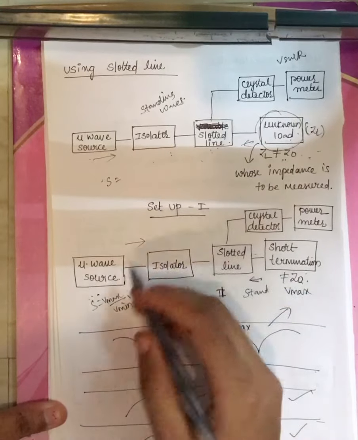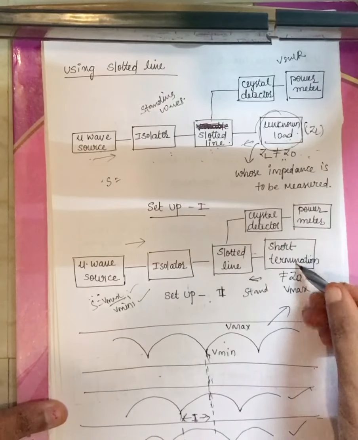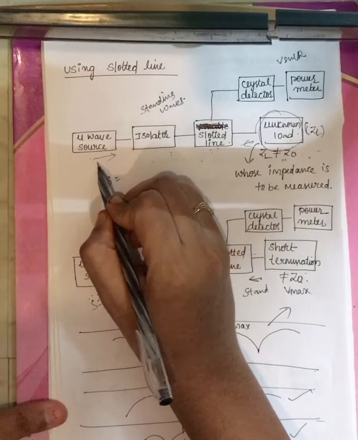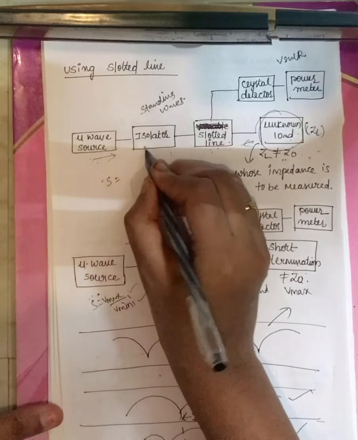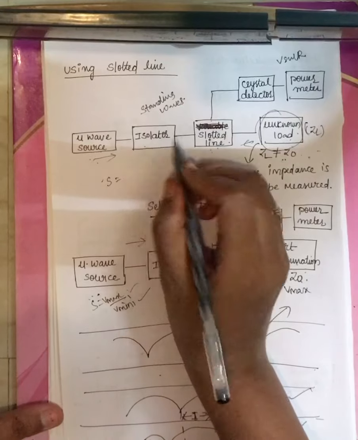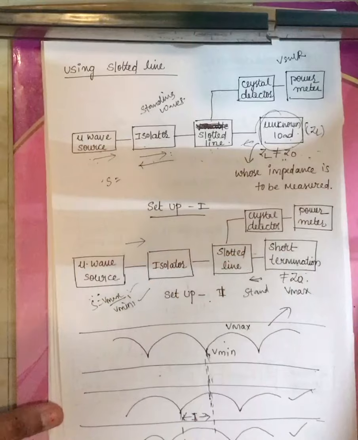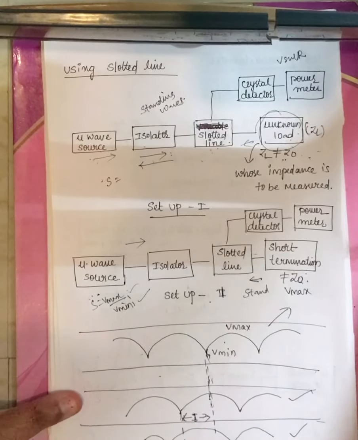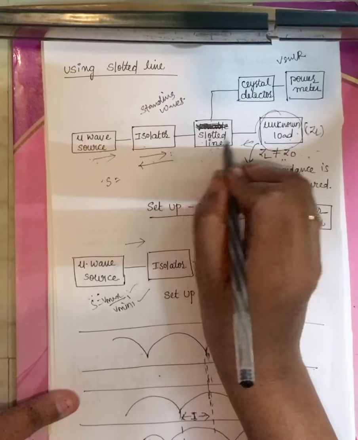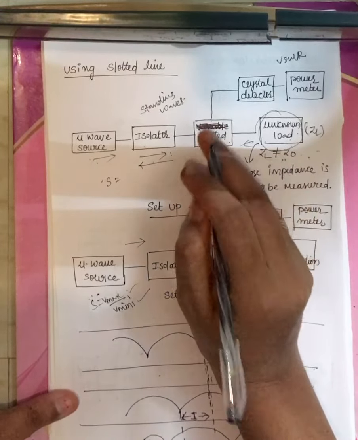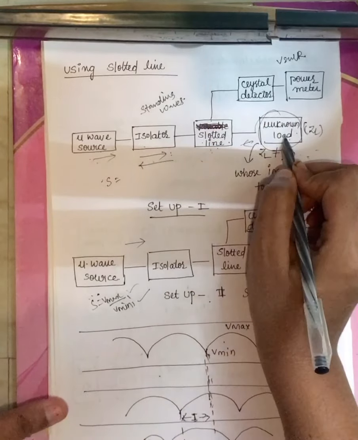Now coming to setup 2, everything is the same, only the unknown load is replaced by a short termination. Now coming to setup 1, the microwave source will generate a microwave signal, and that is given to the isolator. The isolator will allow the signal in the forward direction and block the signal in the reverse direction. That is the property of an isolator. This is given to the slotted line. The slotted line contains a rectangular waveguide, and in that waveguide we make a slot, which is connected to the crystal detector, and that is given to the unknown load.